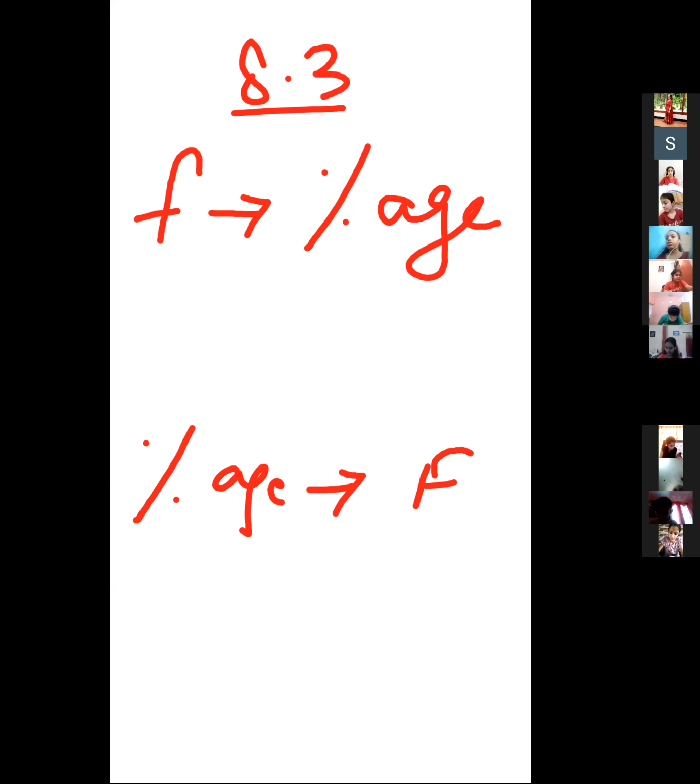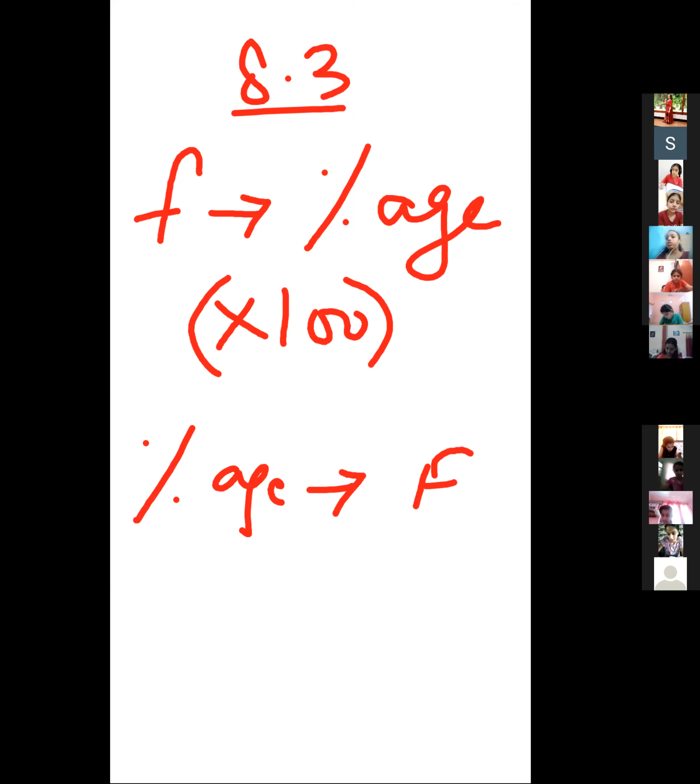Okay, so always remember in your mind, when you change fraction into percentage, what you have to do, you have to multiply with 100. Write this formula. When you change fraction into percentage, you have to multiply with 100. And when percentage converts into fraction, you have to divide with 100. Write in your copy so that you can remember.